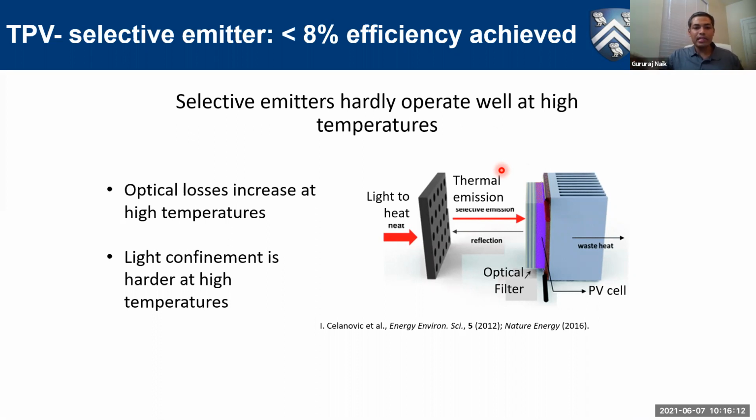Every material degrades at high temperatures. Its optical losses increase, and the nanostructuring that we need to make these devices slowly melts away as we increase temperature. And that really limits the performance of these devices.